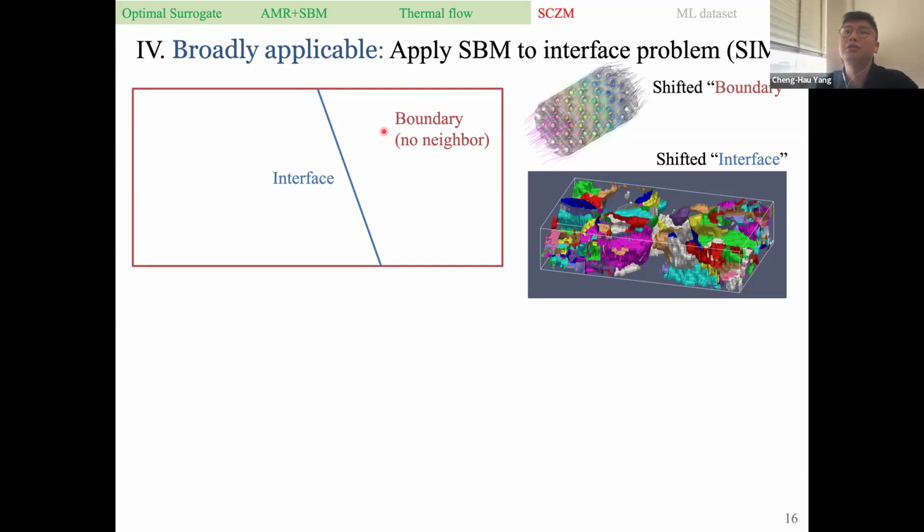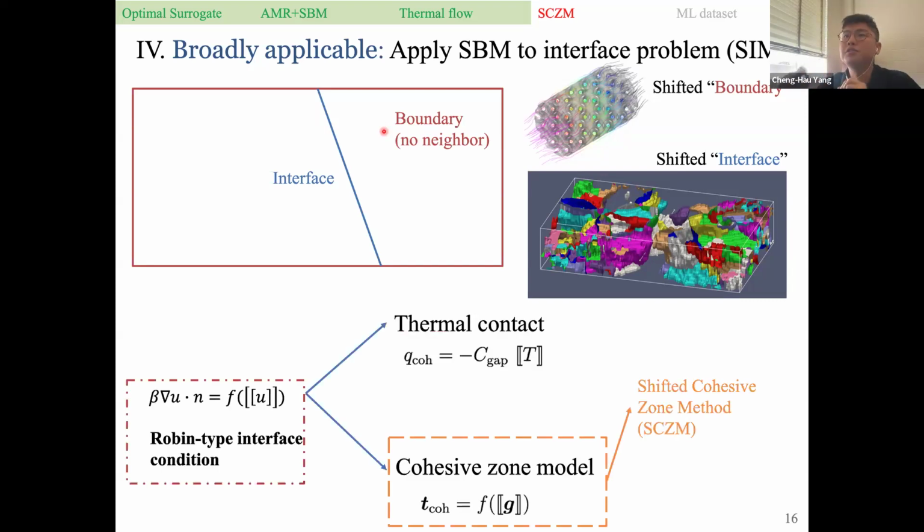So actually, we can also use shifted boundary methods for this problem. Instead of shifting the boundary condition, we shift the interface condition. So this is like the shifted interface method. Most of the time, the interface condition we are interested in is the Robin type interface condition. On the left-hand side, this is the derivative, and on the right-hand side, it will be a function of the jump of the variable.